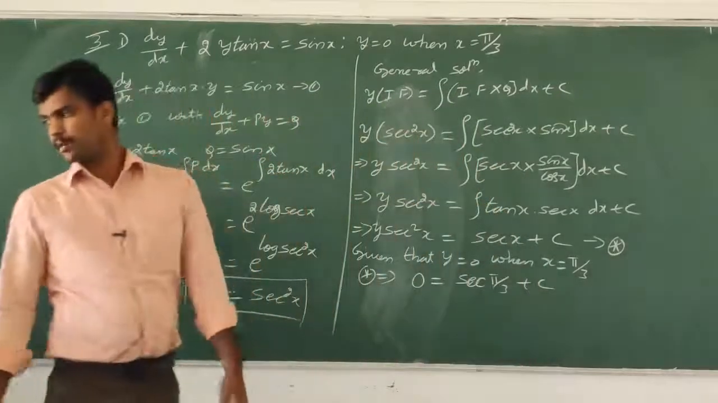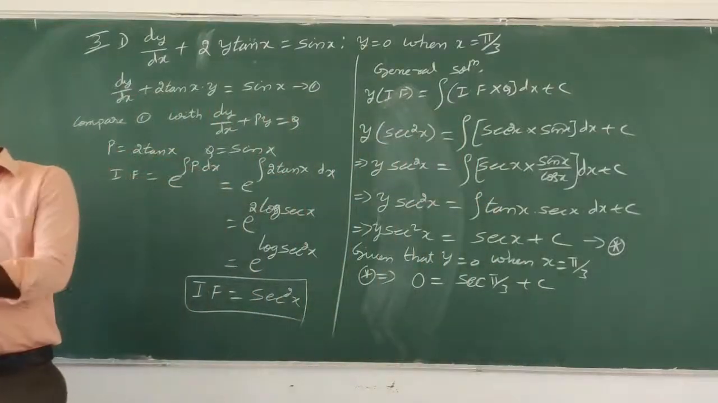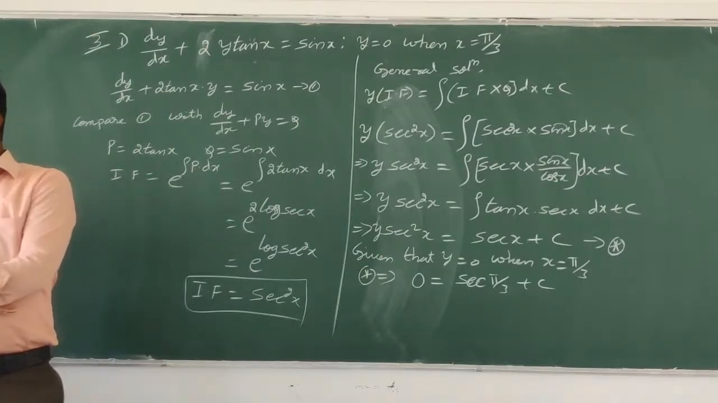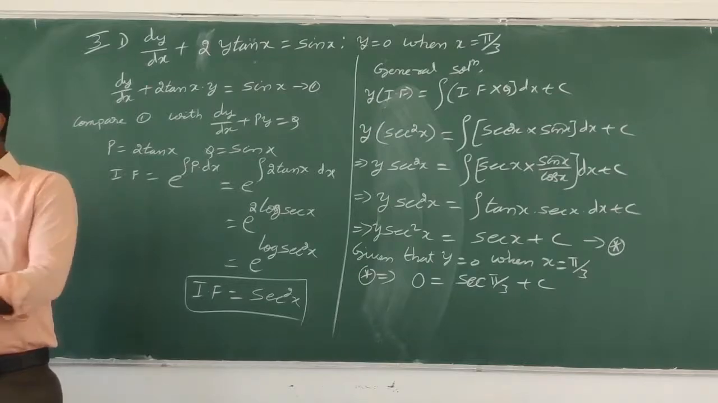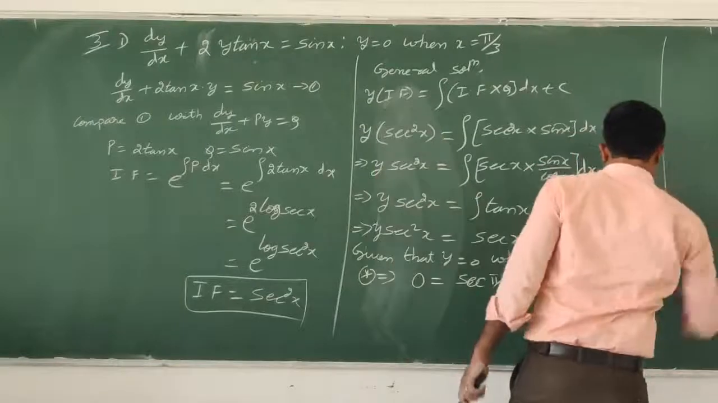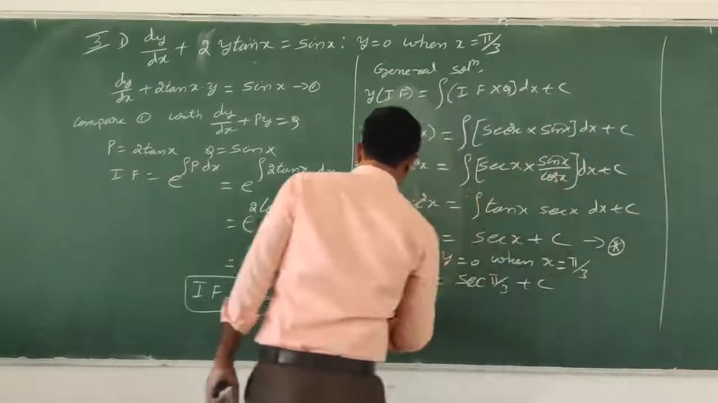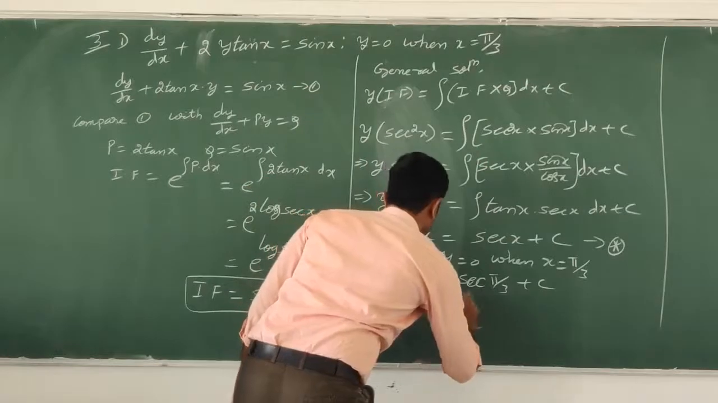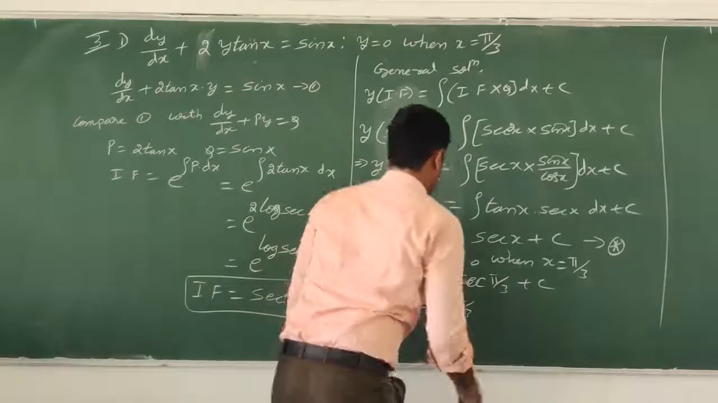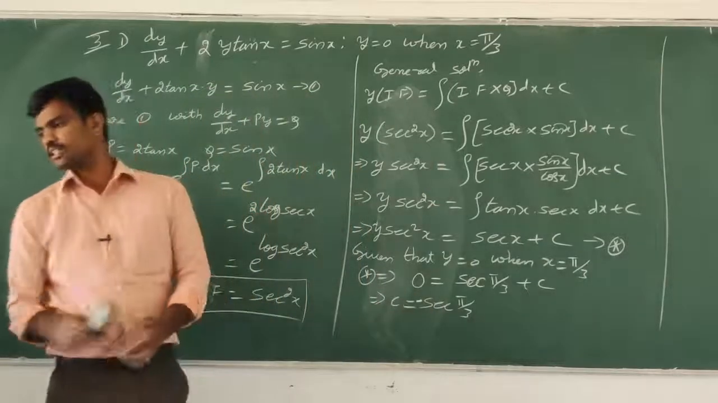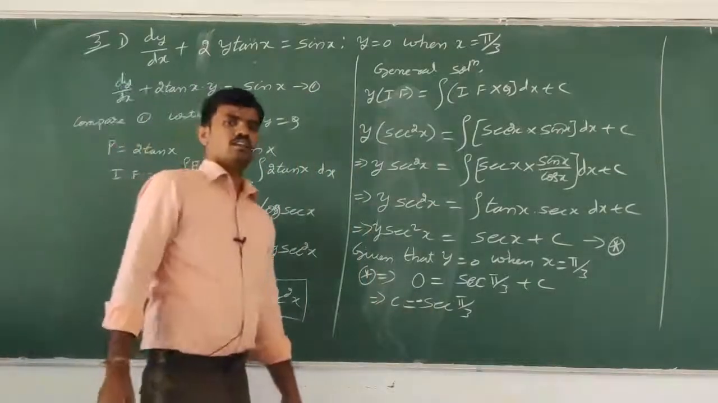Secant pi by 3 plus c. Now this is equal to, or this implies that c is equal to minus secant pi by 3. Just secant pi by 3 is not enough, it becomes minus secant pi by 3.